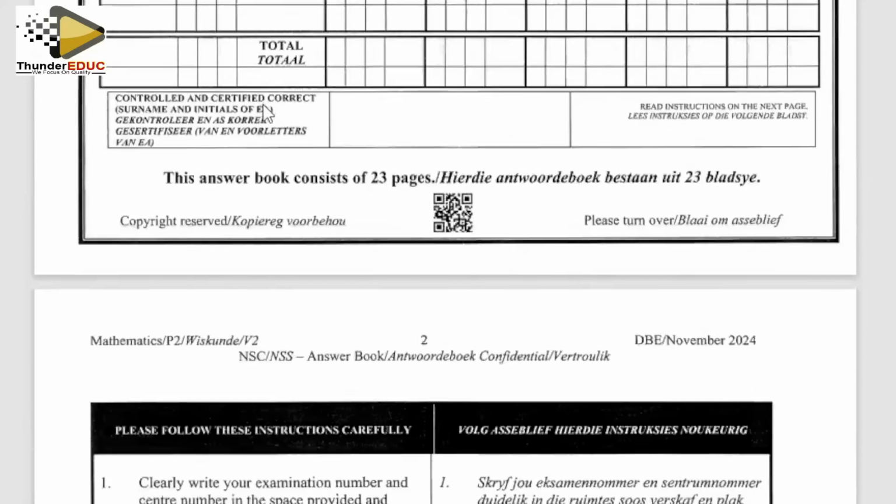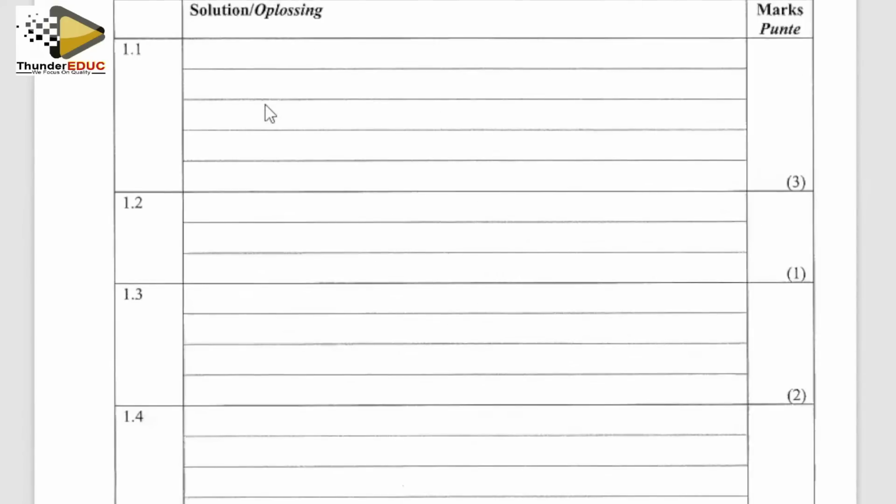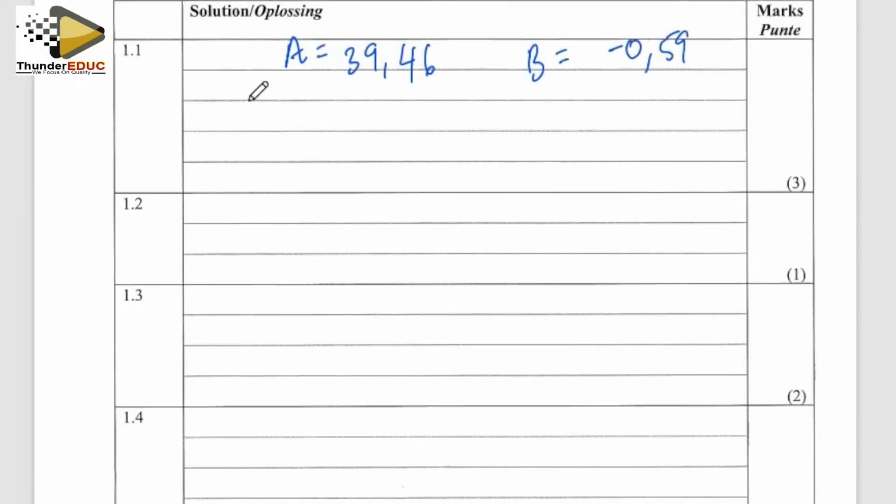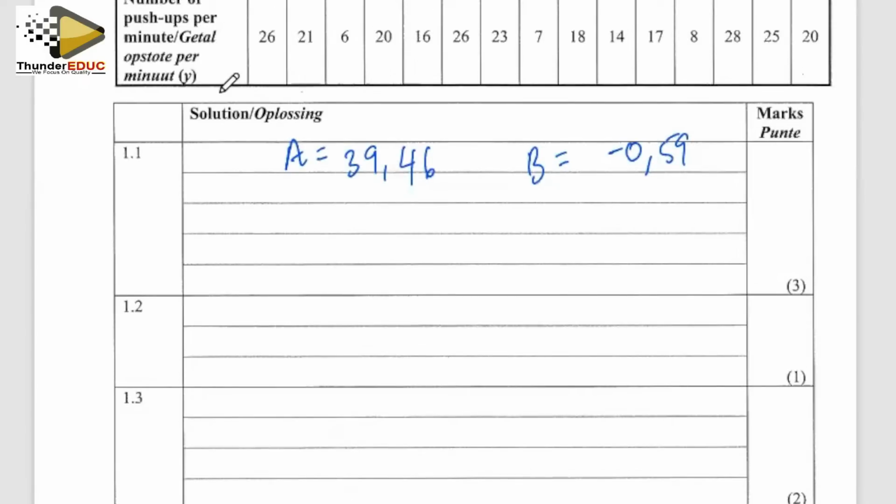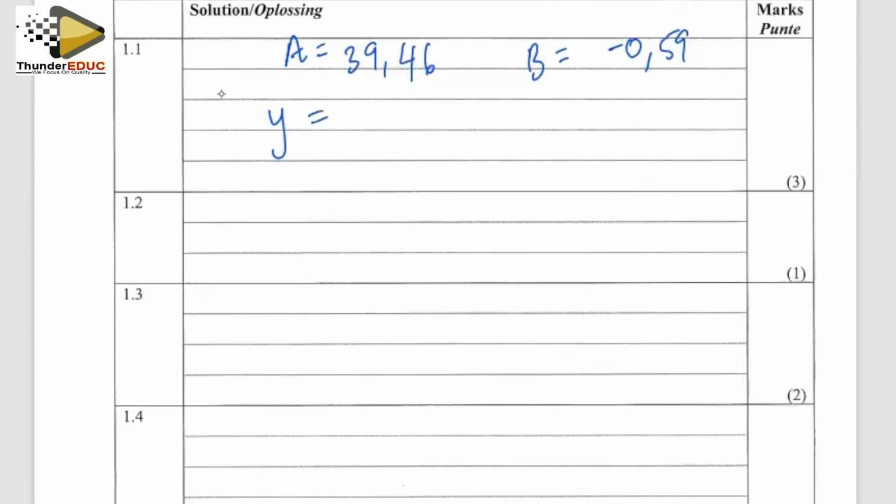So we're saying that A is 39,456, which I'll round off to 39,46. And then my B is negative 0.59 if I round it off to 2 decimals. This is the number of push-ups, which means our equation will be Y equals 39,46 minus 0.59x. So a mark for A, a mark for B, and then a mark for the equation.